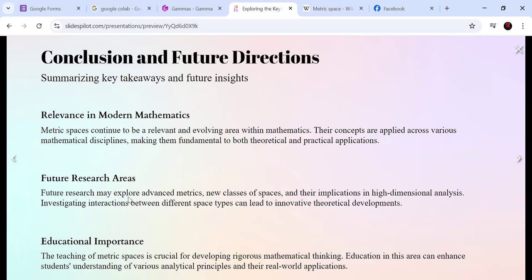Future research may explore advanced metrics, new classes of spaces, and their implementation in high-dimensional analysis, investigating interactions between different space types, and leading to innovative theoretical developments. Educational importance: teaching metric spaces is crucial for developing rigorous mathematical thinkers. Education in this area can enhance student understanding of various analytical principles and their real world applications.